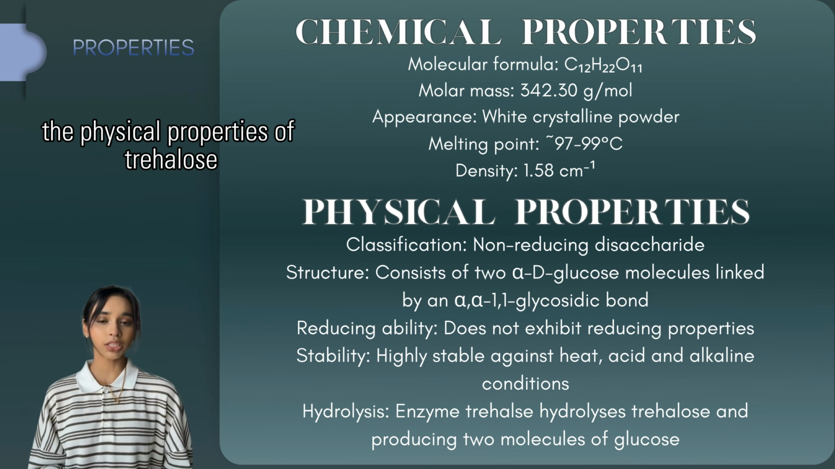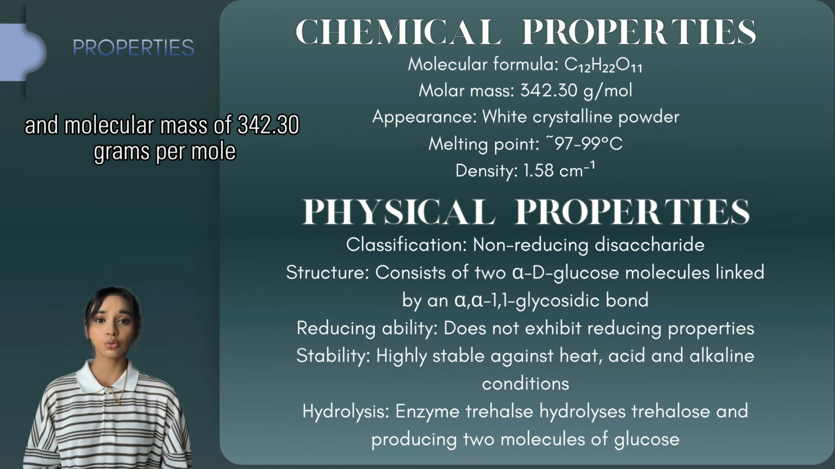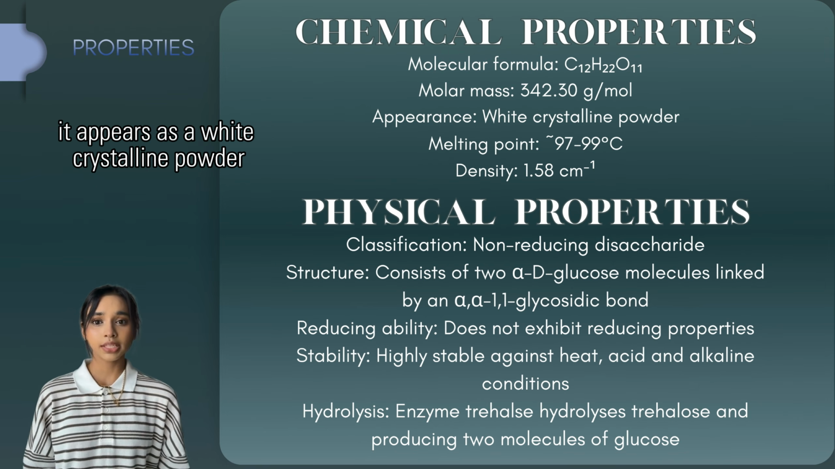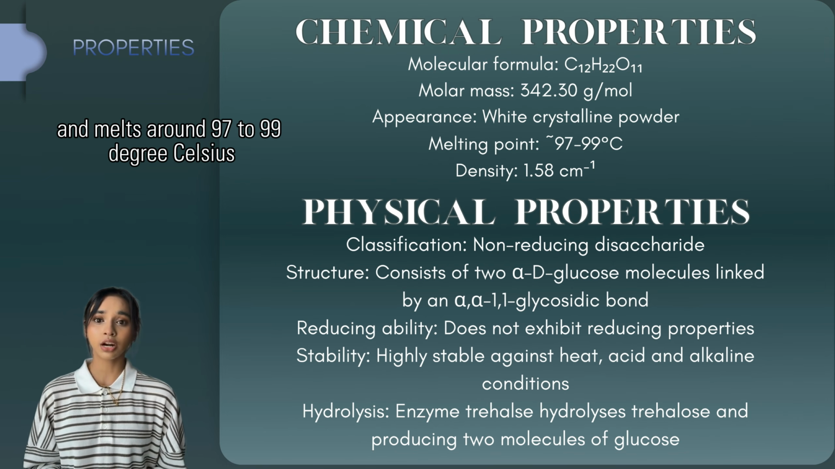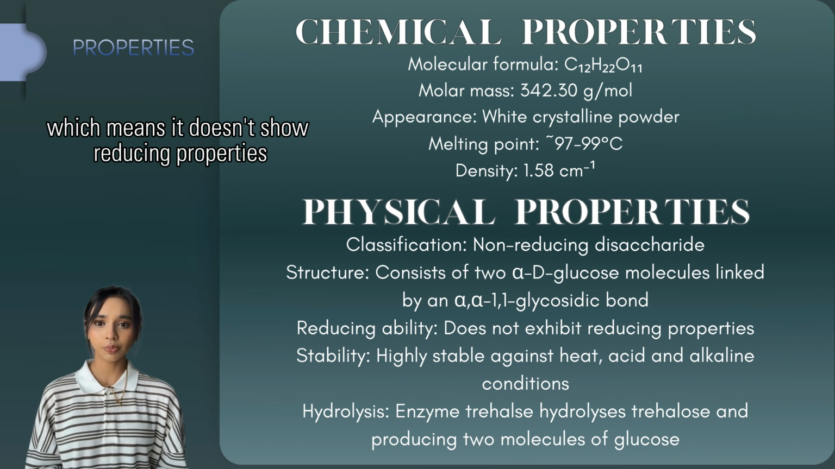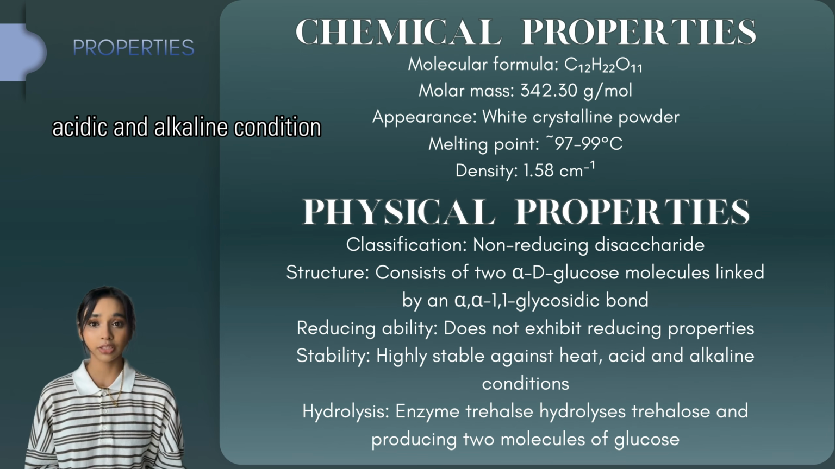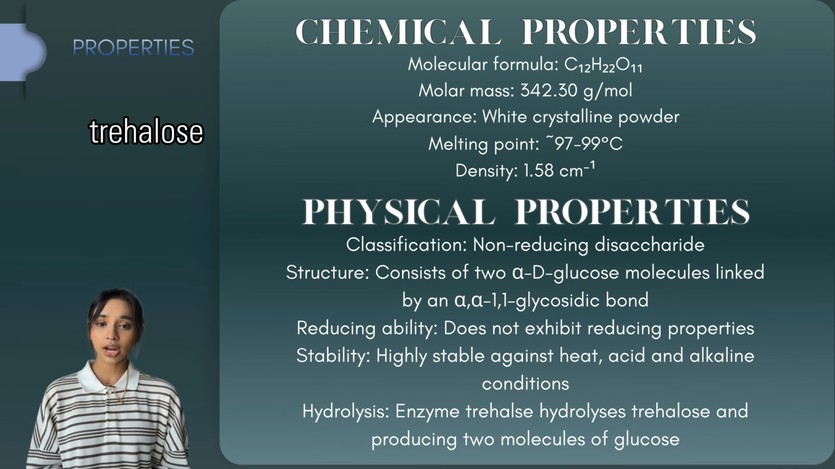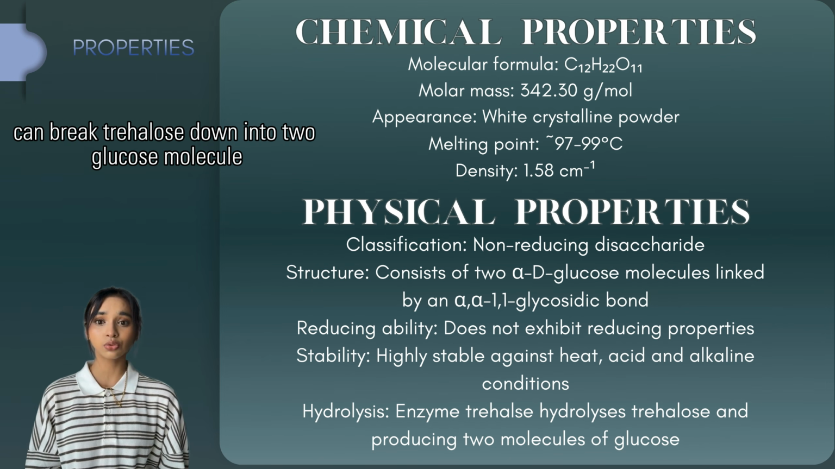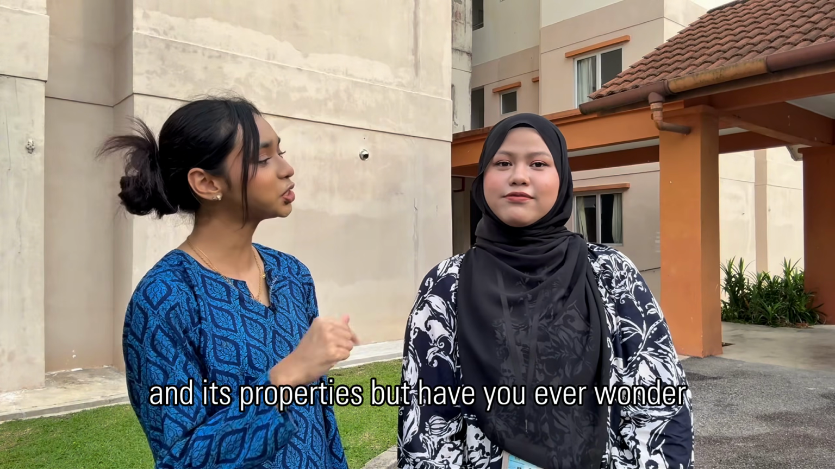Now that you know a bit about trehalose and its structure, next I will explain the chemical and physical properties of trehalose. Trehalose has the molecular formula C12H22O11 and a molecular mass of 342.30 grams per mole. It appears as a white crystalline powder and melts around 97 to 99 degrees Celsius. It is a non-reducing disaccharide, which means it doesn't show reducing properties. Trehalose is also highly stable under heat, acidic, and alkaline conditions. Finally, the enzyme trehalase can break trehalose down into two glucose molecules.